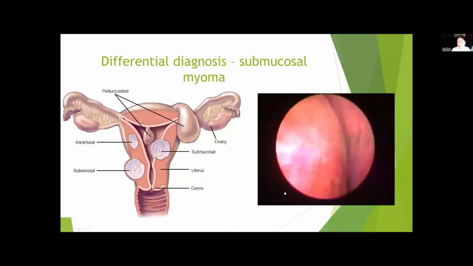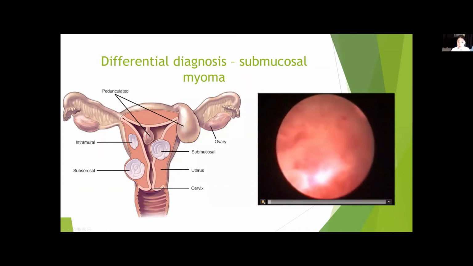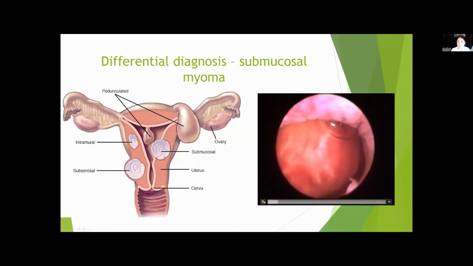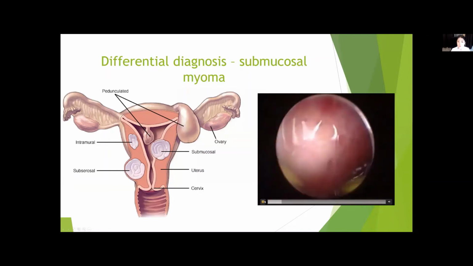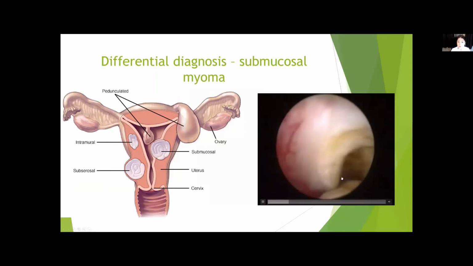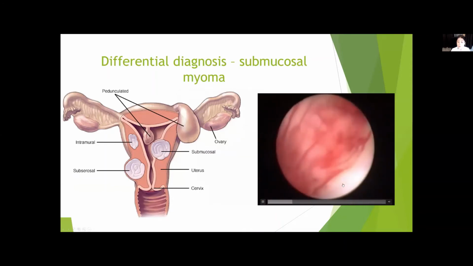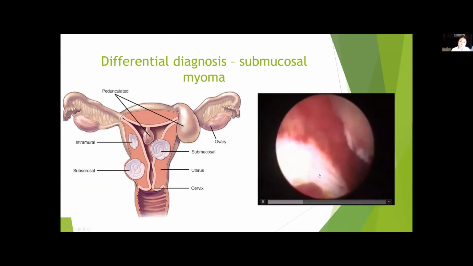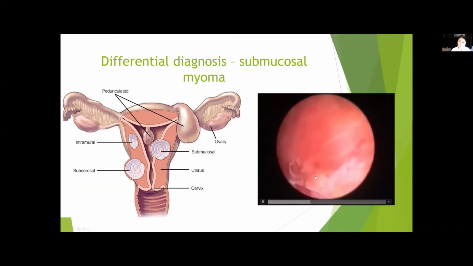Differential diagnosis is submucosal myoma. Submucosal myoma is a benign tumor of the myometrium, not the endometrium. How to find out that it is myoma? The structure, as you can see here, is firm and white, a little bit yellow. It is quite a bit firmer than polyps, and white in color.